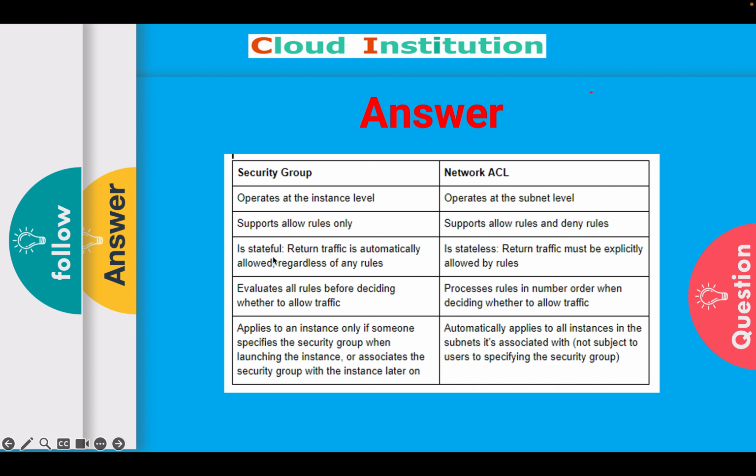Security group is stateful. Return traffic is automatically allowed regardless of any rules. What this means is that stateful remembers the traffic connection. If any connection traffic goes inside, it remembers that it has to allow the same traffic outside also. But in terms of NACL, it is stateless.